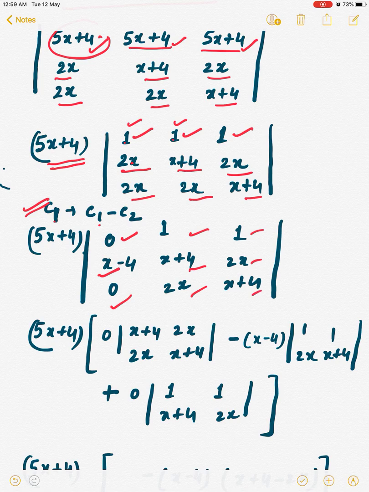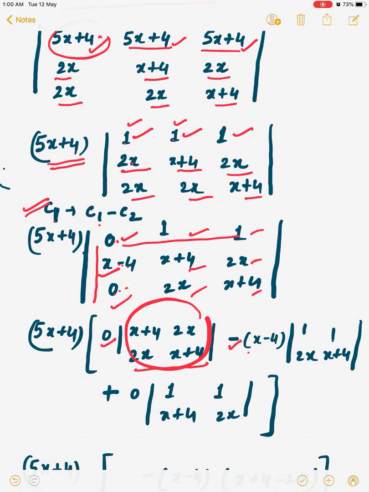Now you see the first column, I've got two zeros here, so it is very much simplified. And now I can open this determinant with respect to this first column. I can open the determinant with respect to any row or any column. So here, since this column is maximum simplified, I am opening this determinant with respect to this column. Okay. So how will I open? First entry, then its minor. To find the minor, the row and column of that entry are cancelled. Whatever remains, that is the minor.